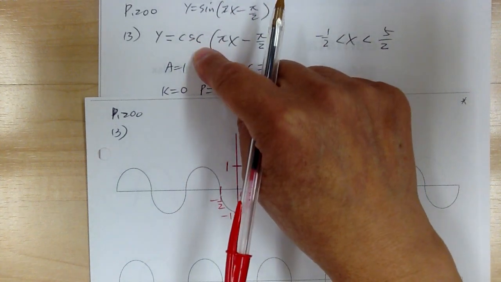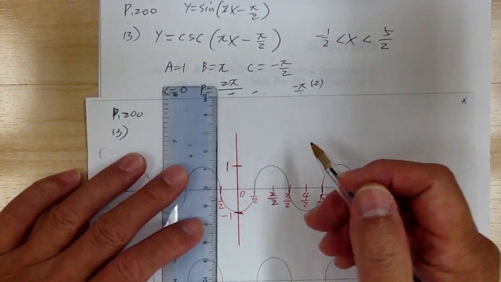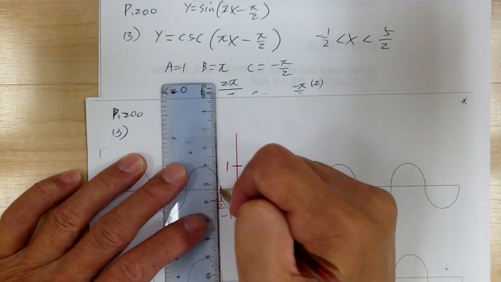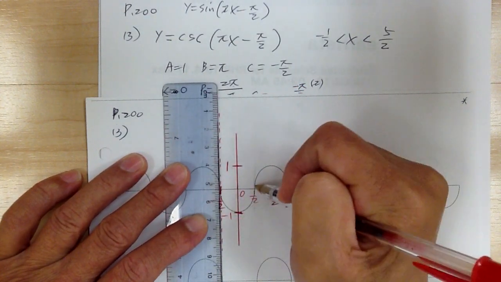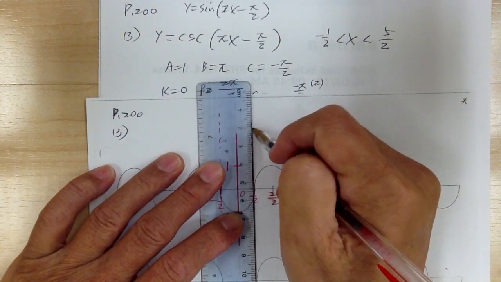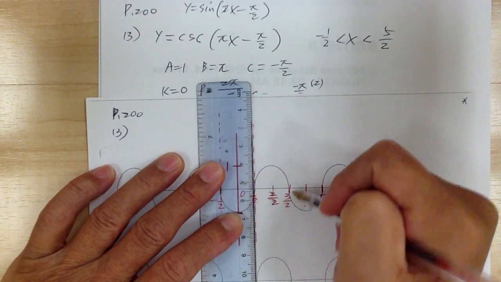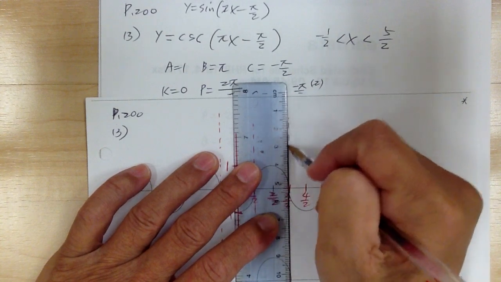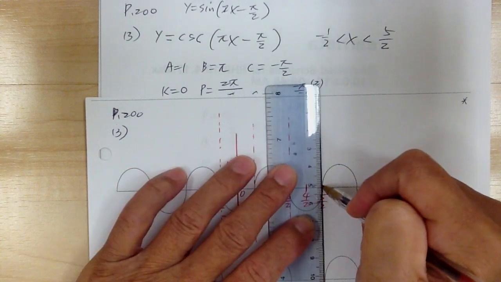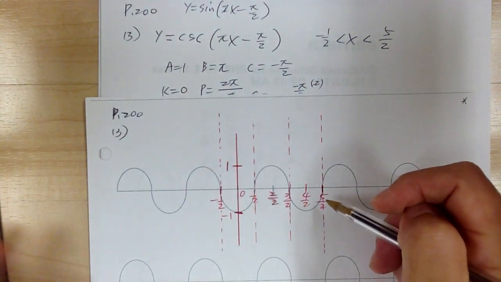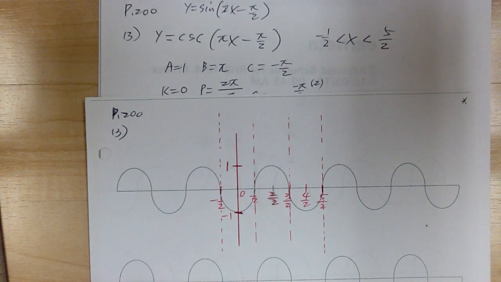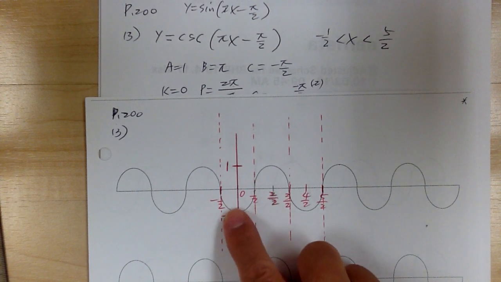Now to get cosecant, you have to flip everything over. So when you flip the 0, 1 over 0 becomes undefined, so that's your asymptote. So flip over the 0 so you get all the asymptotes. Okay, so first flip the 0 to get the asymptote, and then you need to flip over the graph.